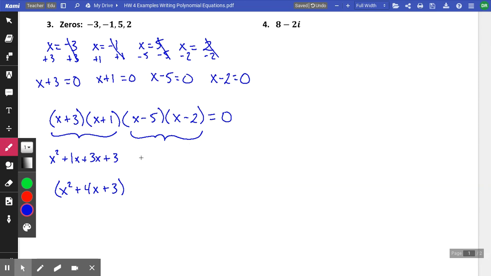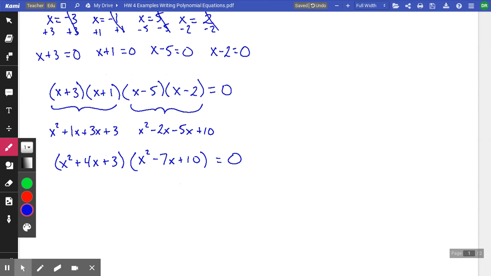X times x is x squared. X times -2 is -2x. -5 times x is -5x. And -5 times -2, I'll make sure I put +10. And combine your like terms. Common terms in the middle will give us x squared minus 7x plus 10. Okay, and so by doing that, we've gone from having 4 factors down to 2 sets of parentheses instead of 4. And if we can just multiply these together, we will be finished with this example.